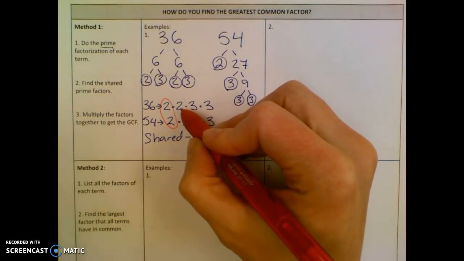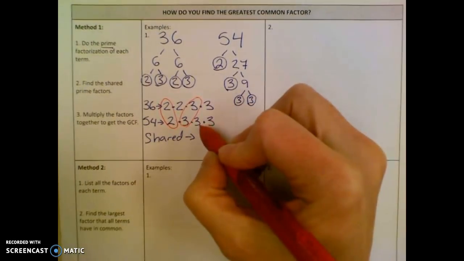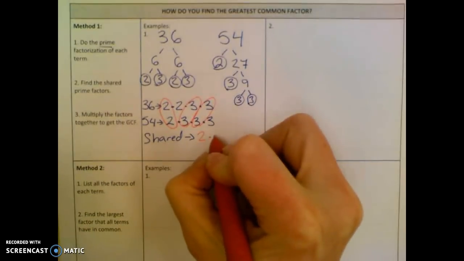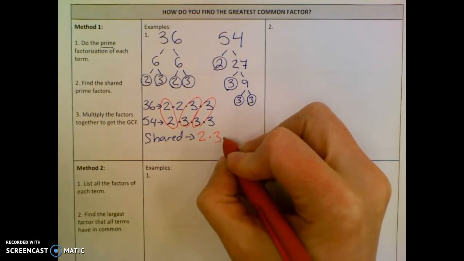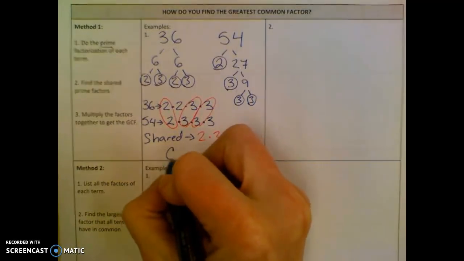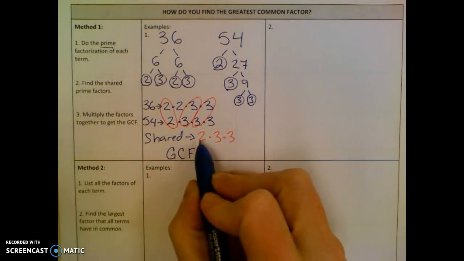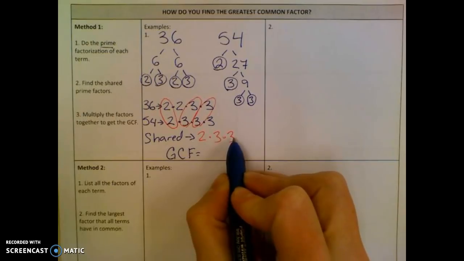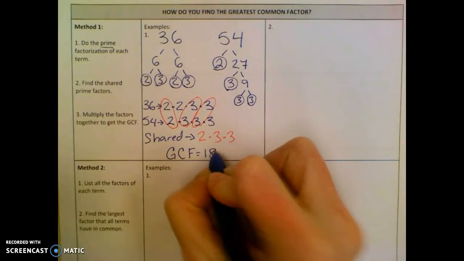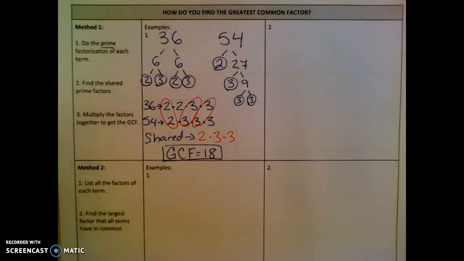There's a 2 here, but there's not a 2 here. So I'm going to, oh, they both share a 3. And they share another 3. So the shared factors are 2 and 3 and 3. So the GCF, the greatest common factor for these two terms, is 2 times 3 times 3. Well, 2 times 3 is 6, times 3 more is 18. So the GCF for this answer is 18.